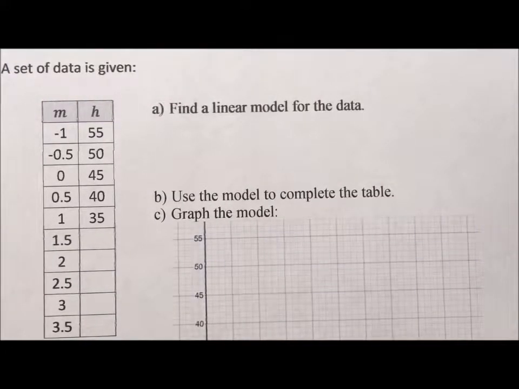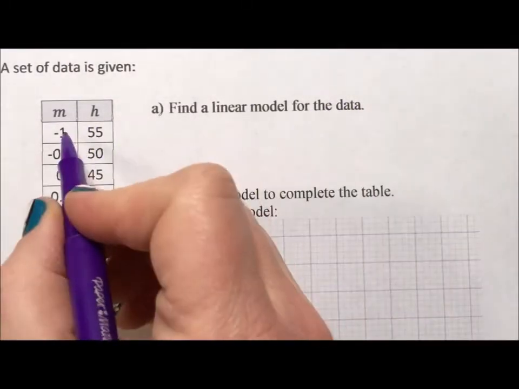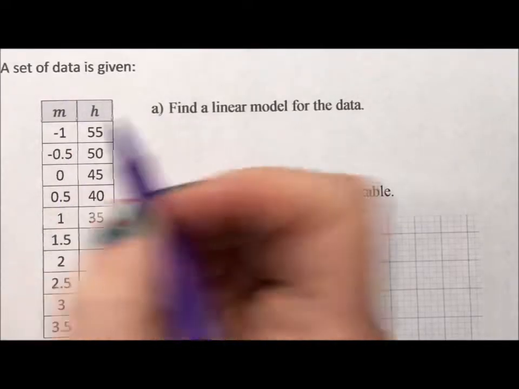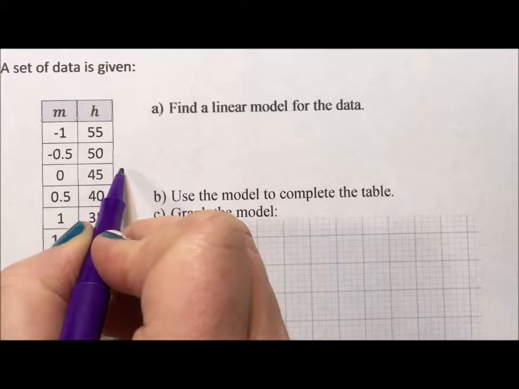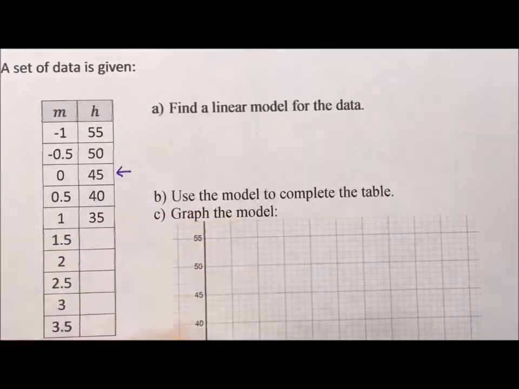Today I'm doing a series of videos on linear representations. This one I have a table of values, and the first thing it says is find a linear model for the data. So here's my challenge: my data isn't going up by 1, it's going up by a half. When we find a model, what we're really doing is trying to find out where the data starts.